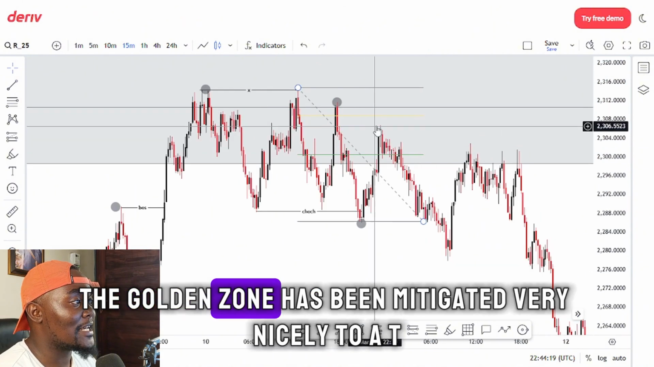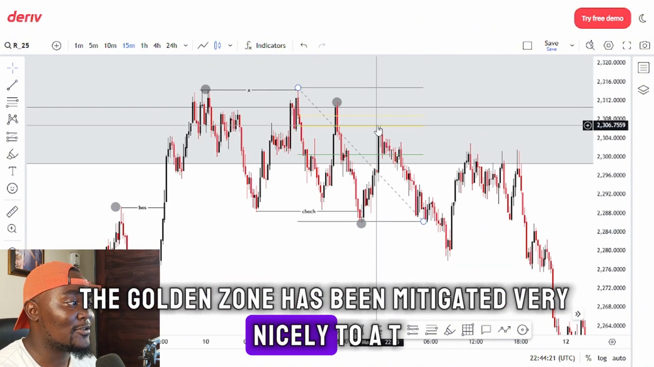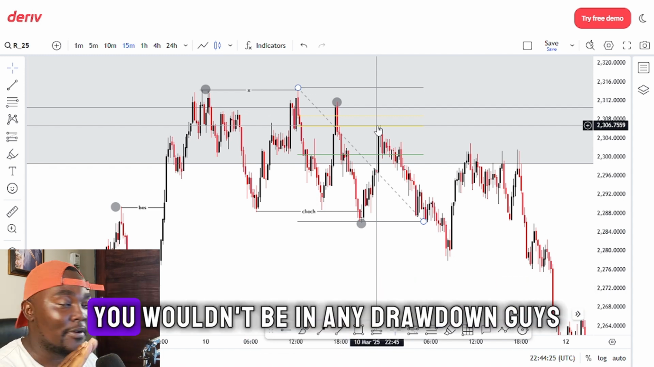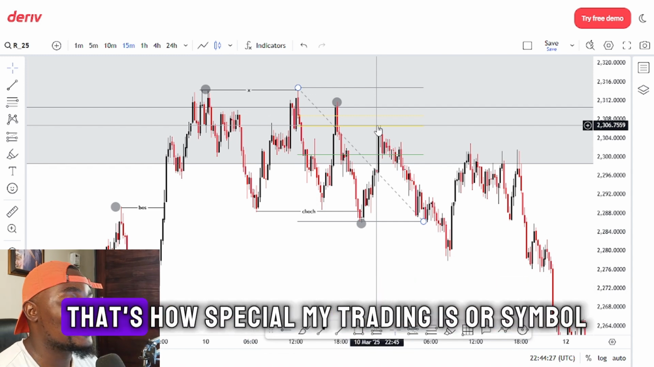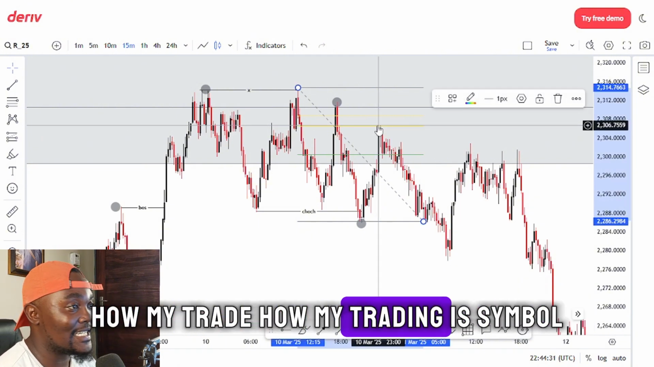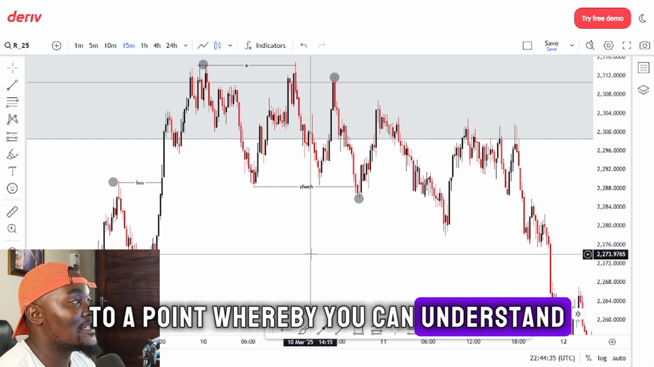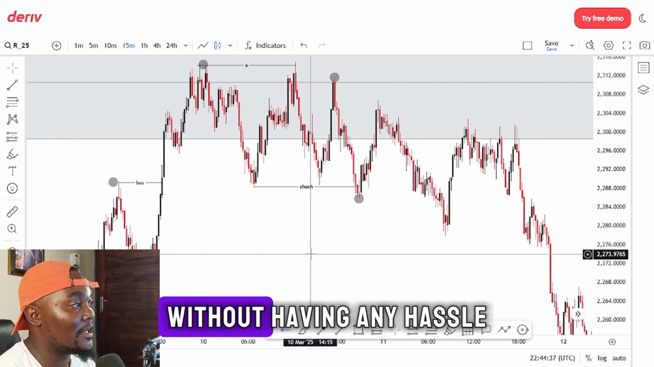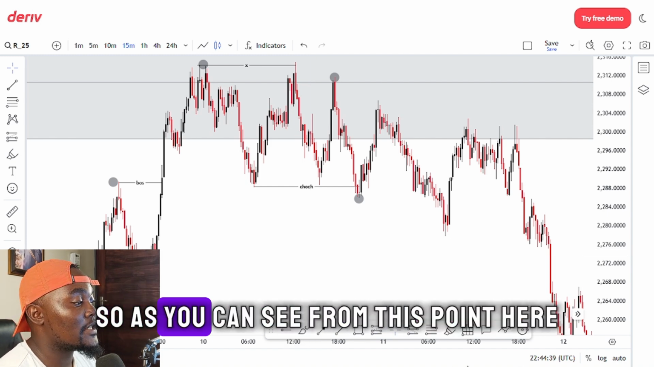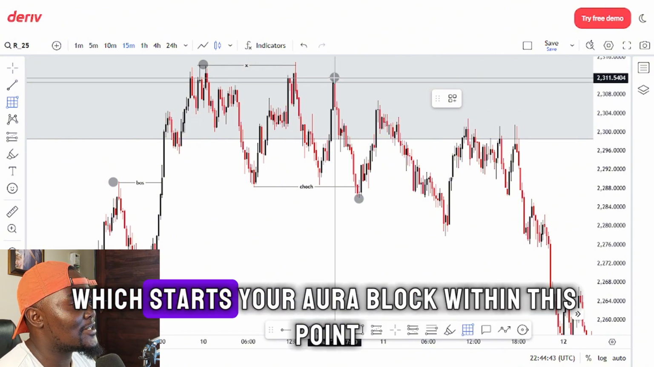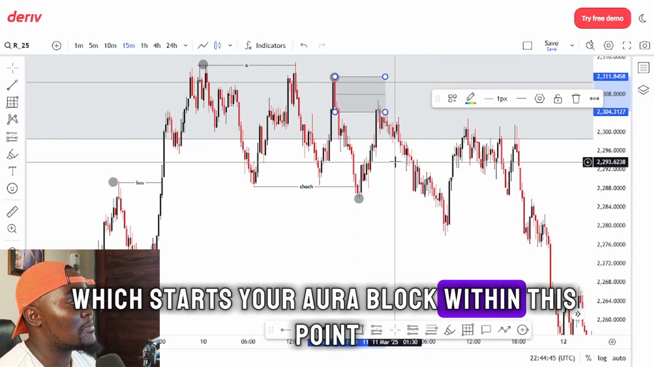So the golden zone has been mitigated very nicely to a T, whereby even if you took the trade at that golden zone, you wouldn't be in any drawdown, guys. That's how simple my trading is. I make it very simple to a point whereby you can understand each and everything that I'm saying without any hassle. So as you can see from this point here, we have your buy to sell candle, of which that's your order block within this point.